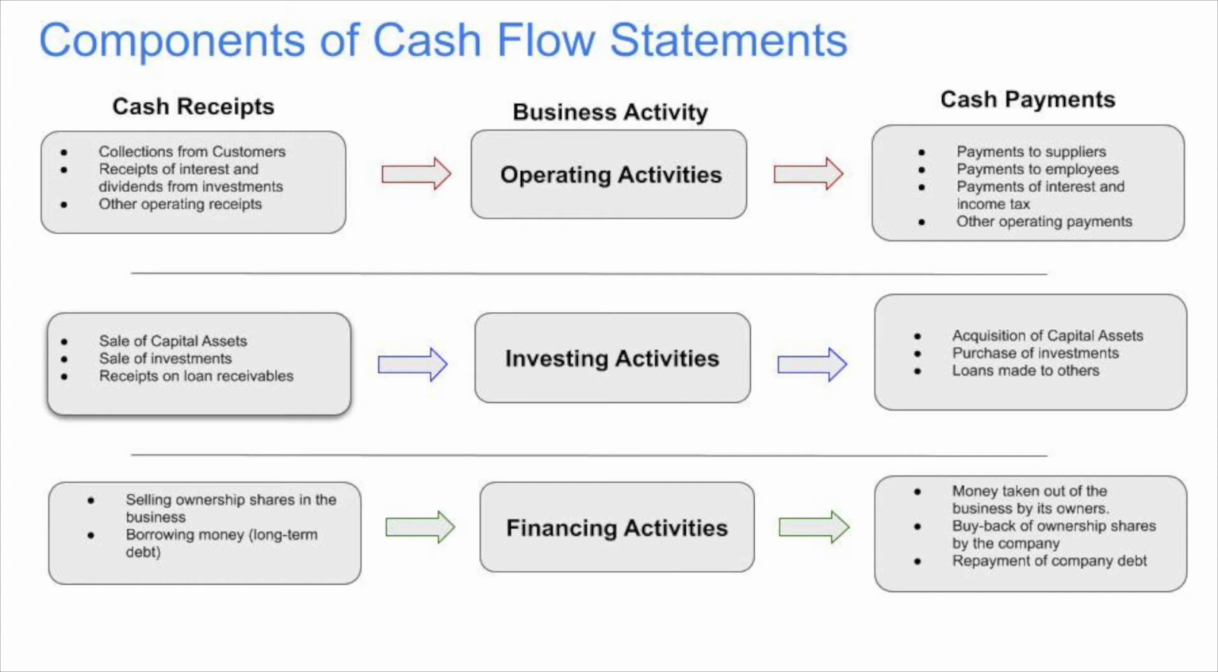Borrowing money. So for long-term debt, we go and get a mortgage on a building. The mortgage comes in to pay the cost of the building. We use it to pay for the building. We're going to pay that back over time, but we get the money up front.